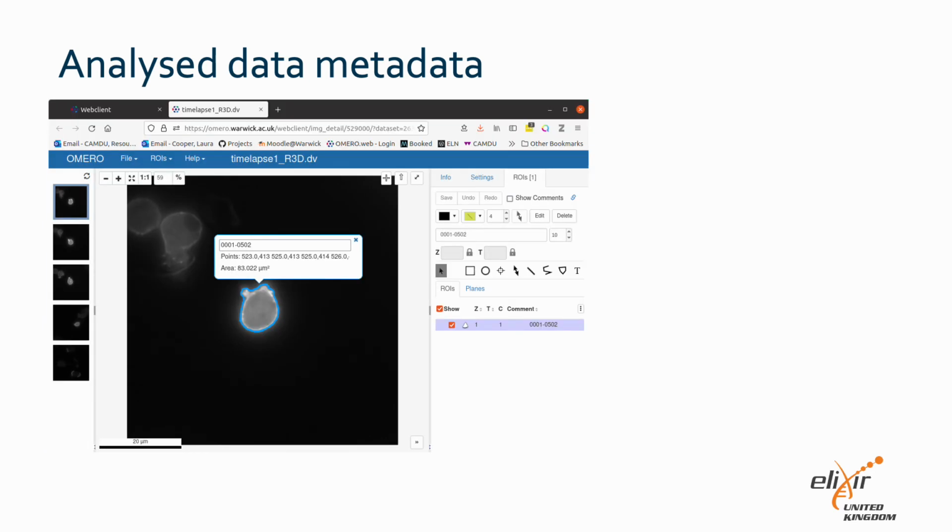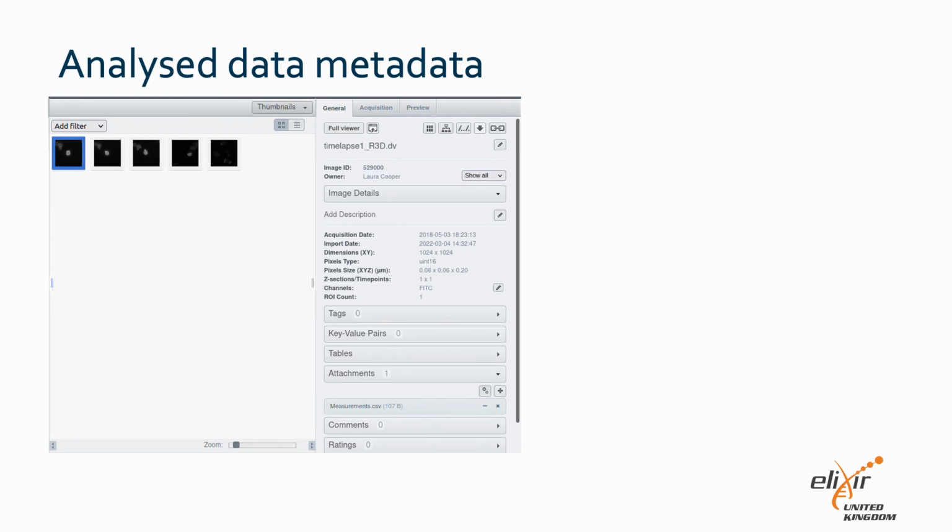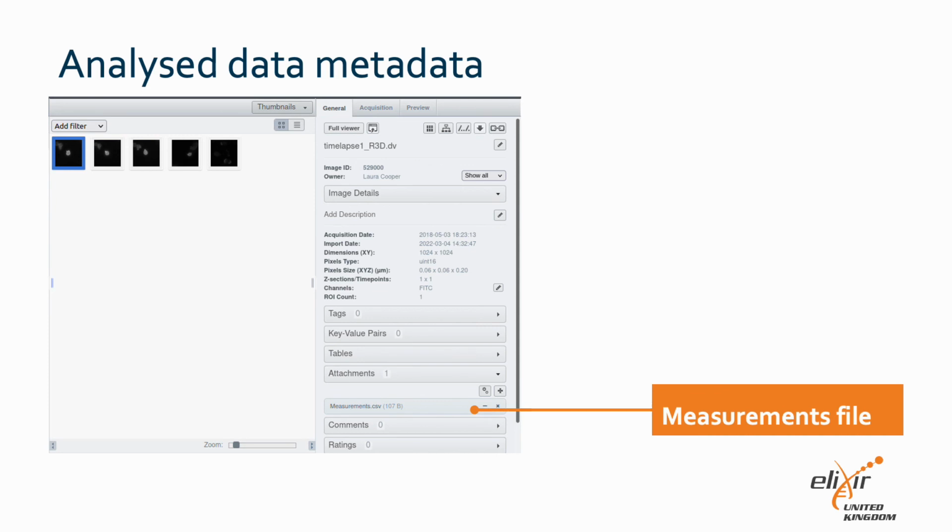It is possible to review some of the results in Amero. So here we can see one of the regions of interest that results from the image analysis. The analysis also involved taking some measurements. These measurements are stored in a file attached to each image.